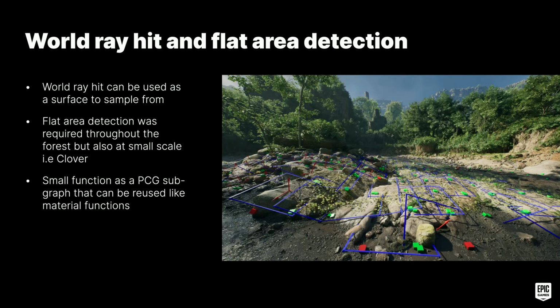So we fix that by creating what we call the flat area detector, using the subgraph feature, just like a material function that can be reused. Within that function, we reproject at the corners of all of these patches and define if the object can be safely placed or not based on overlap and orientation of these extra points.